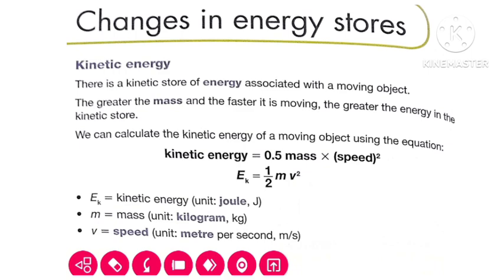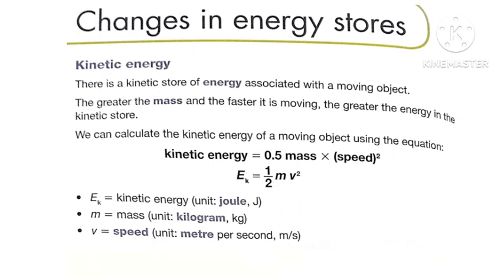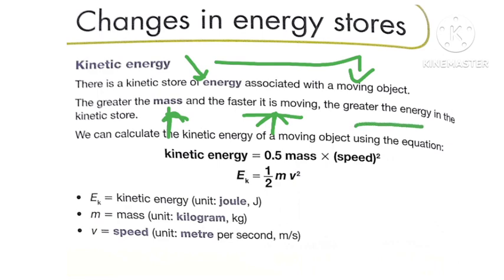The kinetic store of energy is associated with a moving object. Kinetic energy is related with the moving object. When there is a moving object, we will see the kinetic store of energy. Now second point: the greater the mass and the faster it is moving, the more kinetic store there will be. Always remember, the greater the mass and the faster it's moving, the greater the energy in the kinetic store.